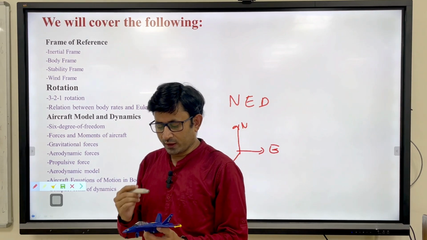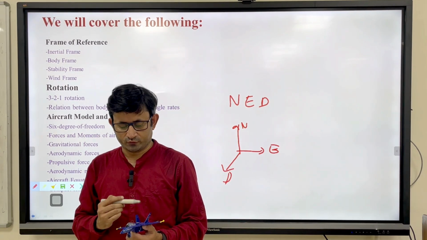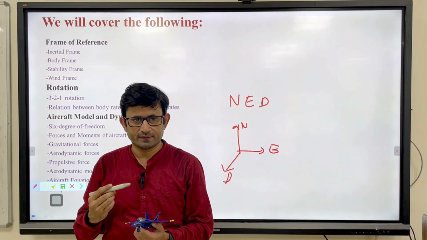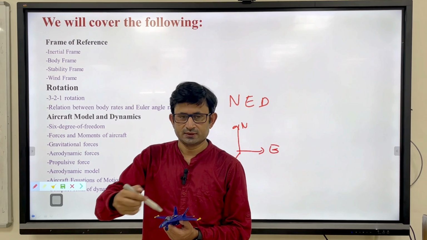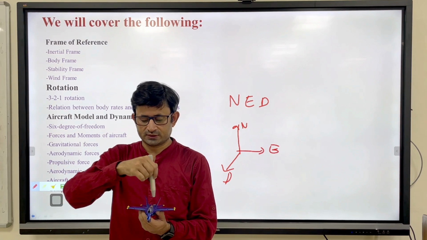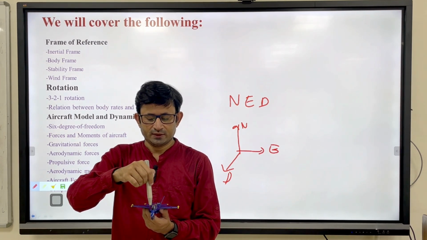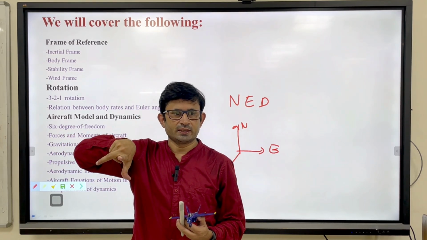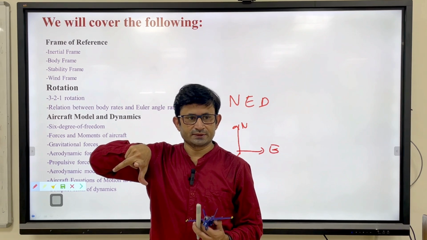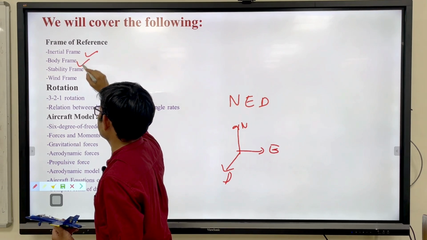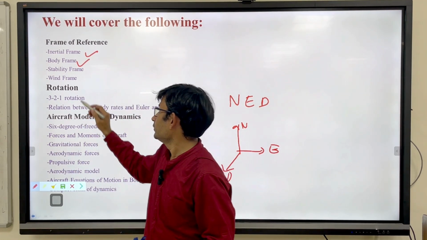That means one frame definitely we have to fix on the body. That frame is known as the body frame, where the x axis is the fuselage reference line, the y axis is perpendicular to it, and the z axis is perpendicular to both x and y according to the right hand rule, like this. The purpose of this frame I have already told you.